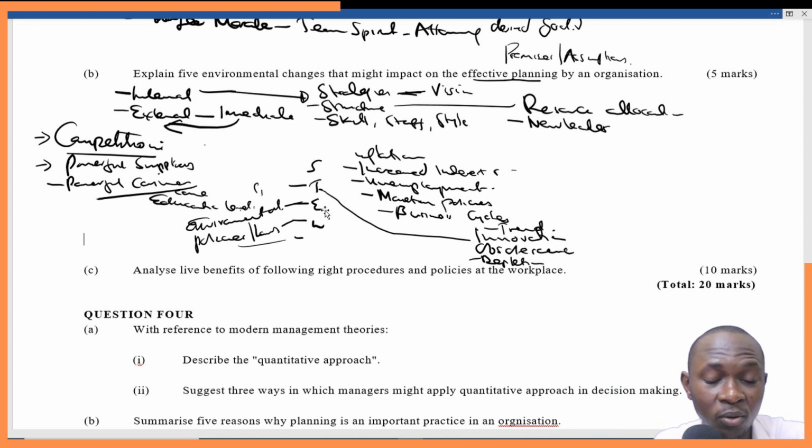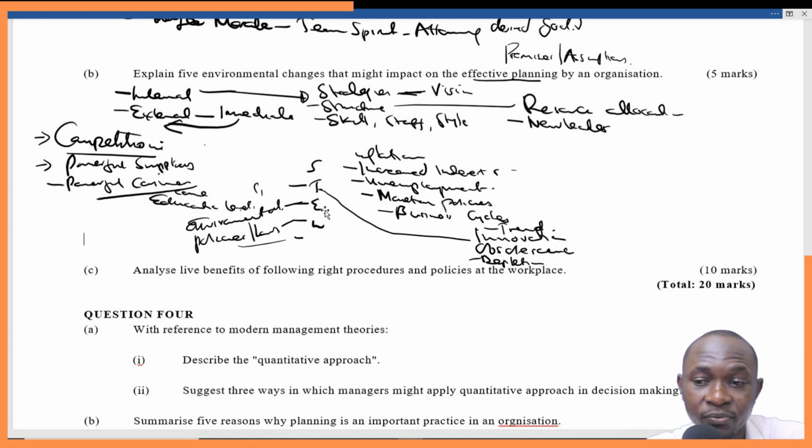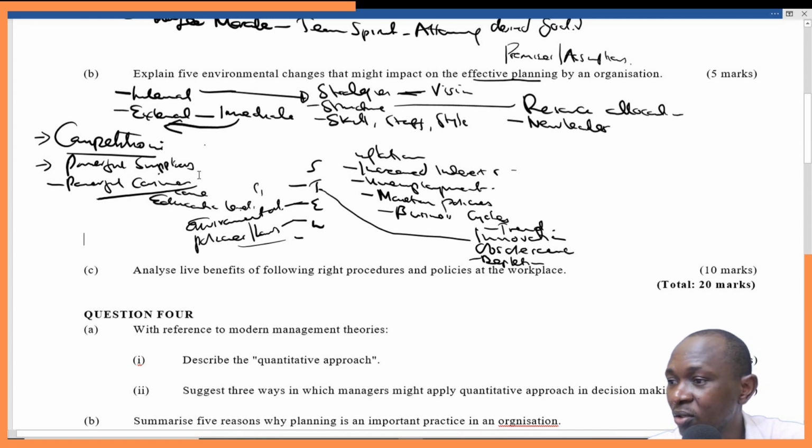They say that you supply this to us, but we'll pay you after 3 months. And because you want money, what will you do? And if you don't give in, they will take the business somewhere else. So this will affect your planning. Because if somebody delays your pay by 3 months, you can imagine the effect.